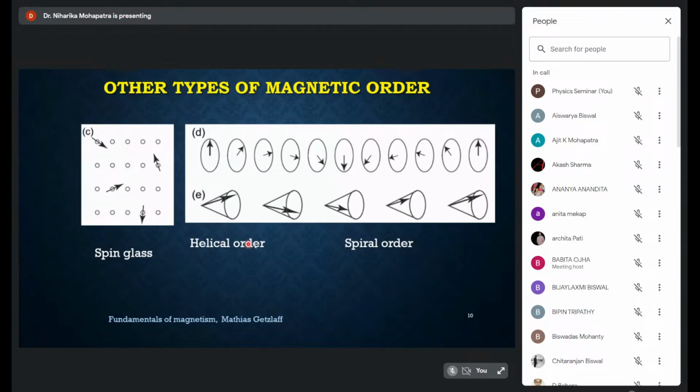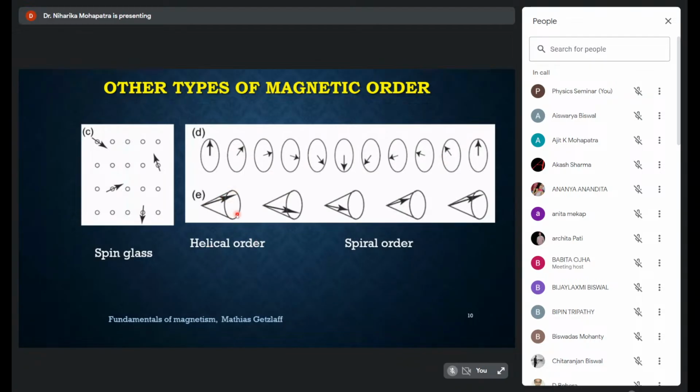On the other hand, helical or spiral orders are kind of magnetic systems where you will find that it is neither ferro nor antiferro kind of ordering. The magnetic spins are rotated with respect to their neighboring spin by a certain angle, and with respect to this, the other one is rotated. With respect to this one is rotated by the same angle. So like that, this kind of ordering is known as helical ordering.